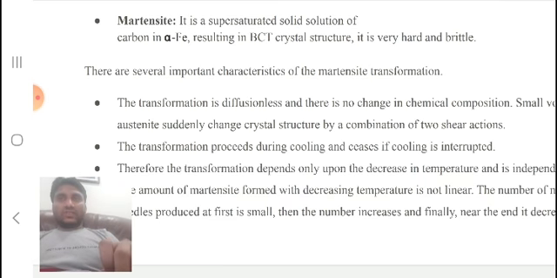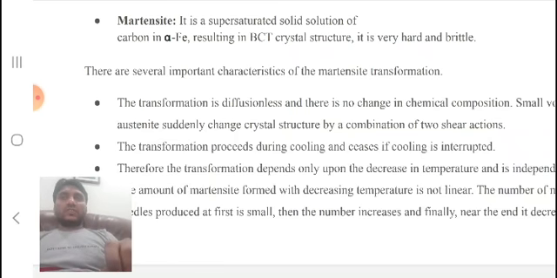The transformation is diffusionless, so there is no time for all the carbon to come out of the austenite. Because of the presence of carbon in the austenite, there is an elongation along the diagonals, and therefore it forms a tetragonal crystal structure, that too a body centered tetragonal crystal structure.